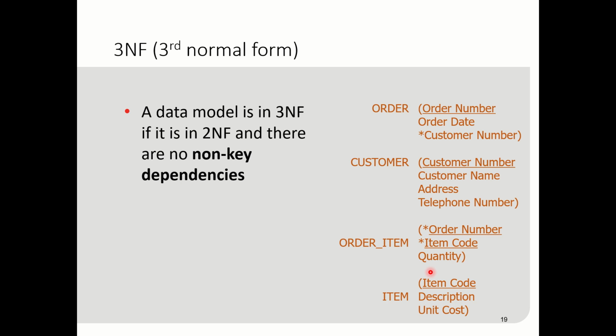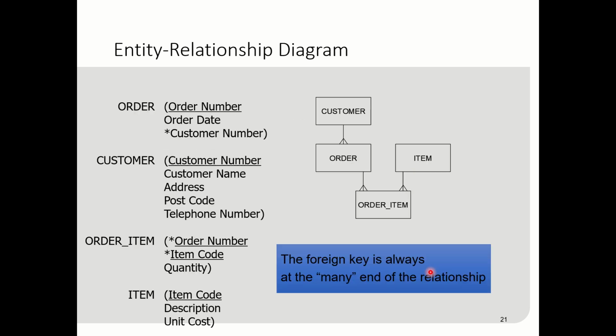So you have changed your table from an unnormalized form to the first normal form, then into the second normal form, and into the third normal form. So this is what we have seen.